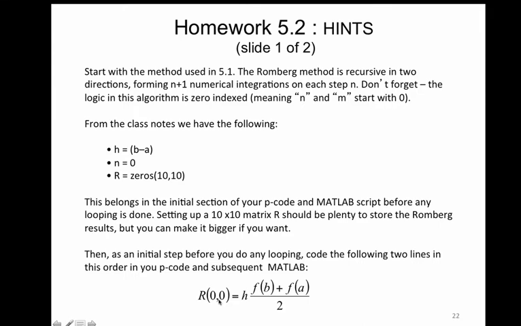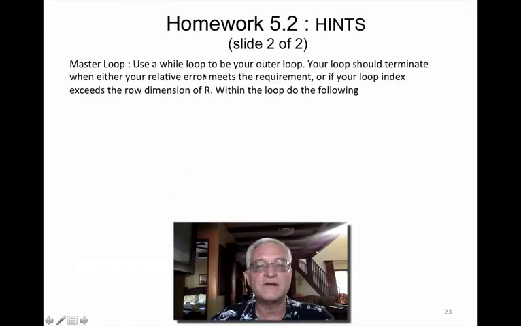You start off with your upper left-hand corner of your R matrix as being the function evaluated at each endpoint, added together and divided by 2. So you're taking the average times H. Well, that was just our very macro trapezoidal rule when we made one trapezoid out of the entire interval. We store that in R of 0,0. Okay, so you need to now set up a master while loop. That will be your outer loop, and you will terminate that loop once your relative error gets below the threshold of 10 to the minus 12th.